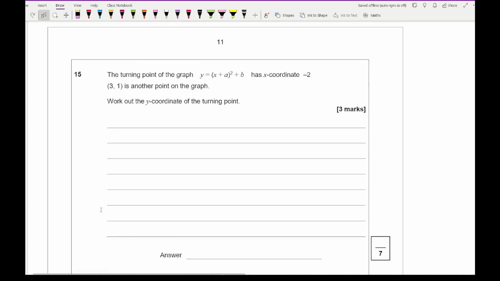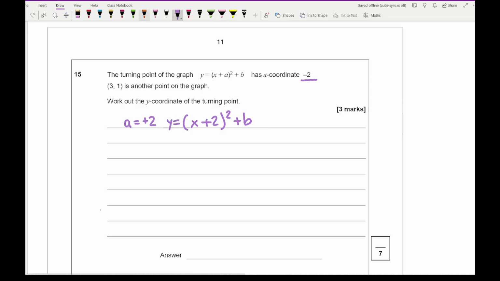Moving on to question 15, it says the turning point of a graph, y equals (x plus a) squared plus b, has an x ordinate of minus 2. (3, 1) is another point on the graph. Work out the y ordinate of the turning point. So if the x ordinate is minus 2, then that means that a equals positive 2. So what I end up with is (x plus 2) squared plus b, and that equals y.